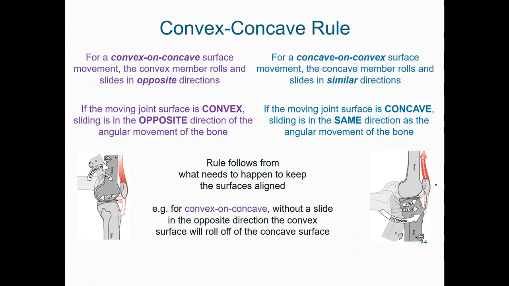This rule follows simply from what needs to happen in order to keep articular surfaces aligned relative to one another. For example, let's take the convex on concave surface movement case on the left. Without seeing a slide in the opposite direction, the convex surface will simply roll off of the concave surface.